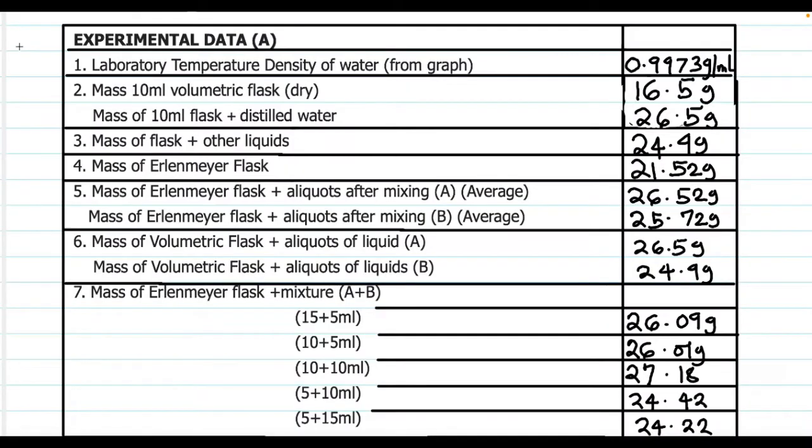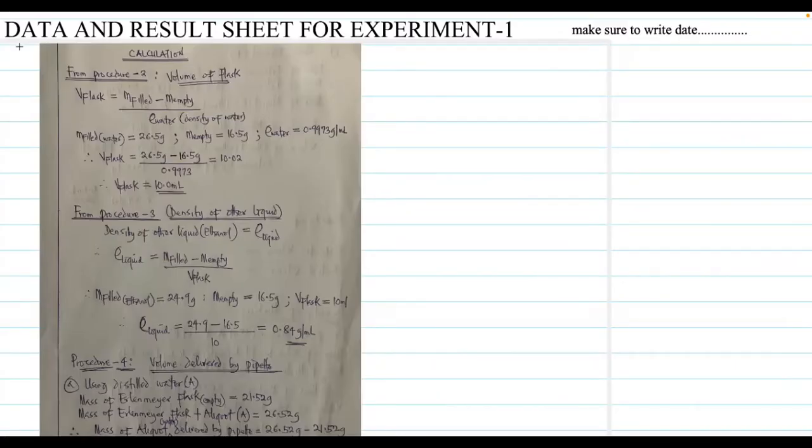Back to the calculation part. Remember I told us earlier that I will first of all complete the table before we start the calculation, and here we go. I've already done the calculation. Now this will be done in your data sheet. The first calculation is for you to solve for the volume of the flask.